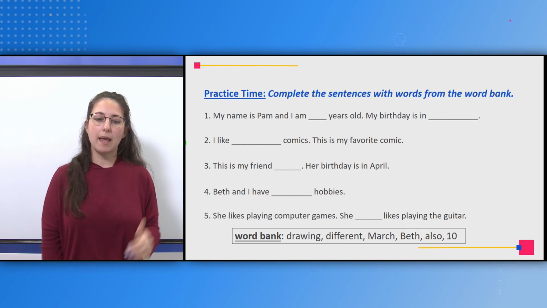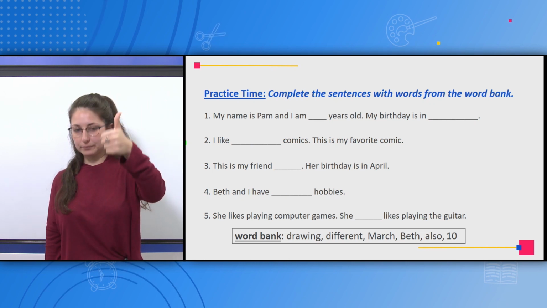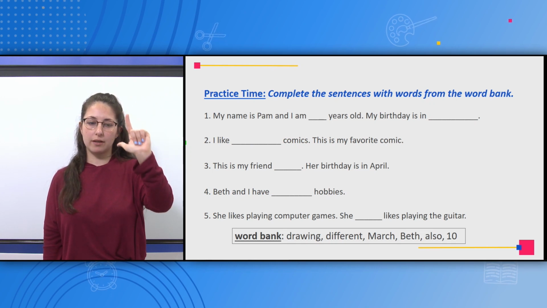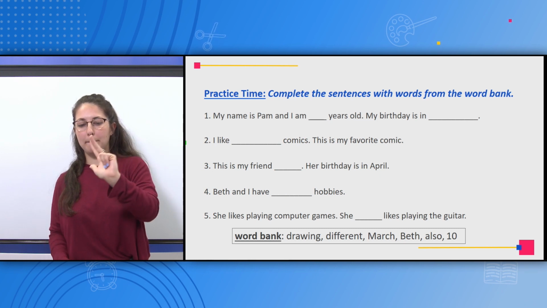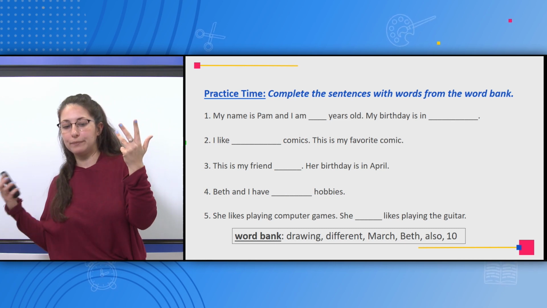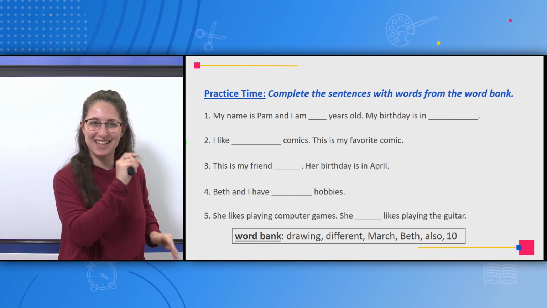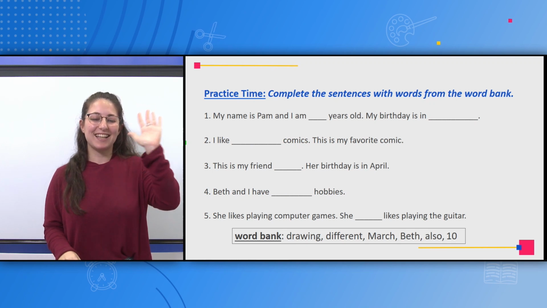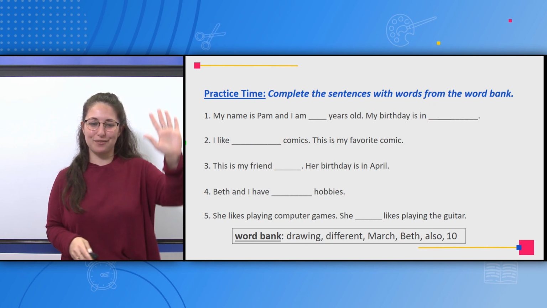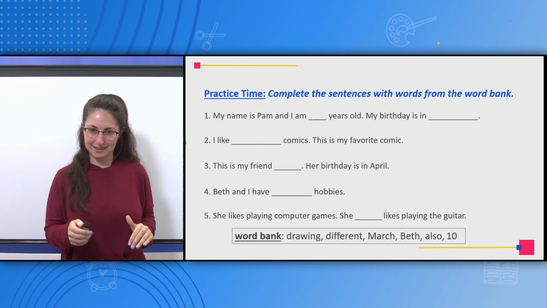So, my name is Pam and I am 10 years old. My birthday is in blank. 2. I like blank comics. This is my favorite comic. 3. This is my friend blank. Her birthday is in April. 4. Beth and I have blank hobbies. I gave you this. Use it. 5. She likes playing computer games. She also likes playing the guitar. So you have the answer for 4, if you remember, and you have 5 sentences. Start answering.